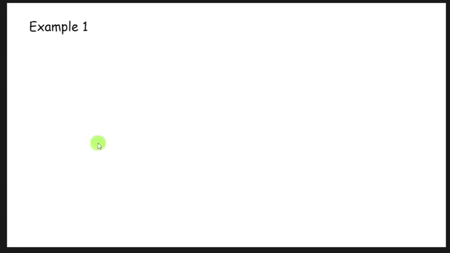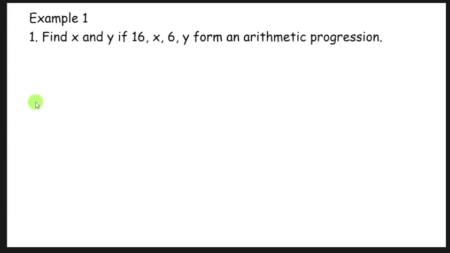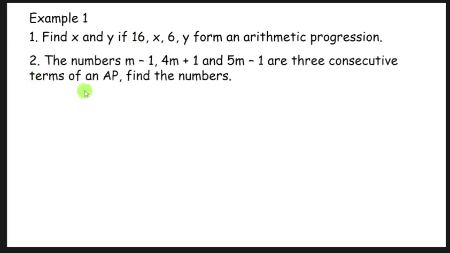Now let's look at this example. Example 1. Number 1: find x and y if 16, x, 6, and y form an arithmetic progression. Number 2: the numbers m minus 1, 4m plus 1, and 5m minus 1 are 3 consecutive terms of an arithmetic progression. Find the numbers.